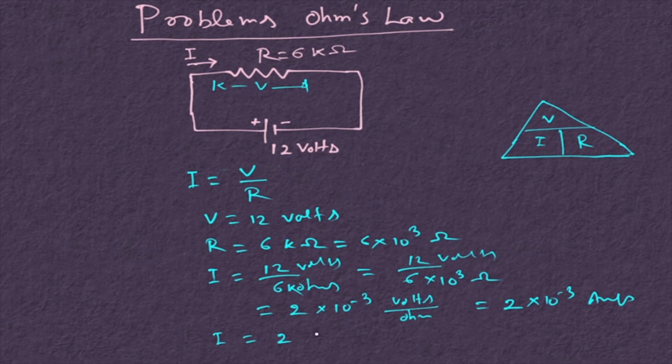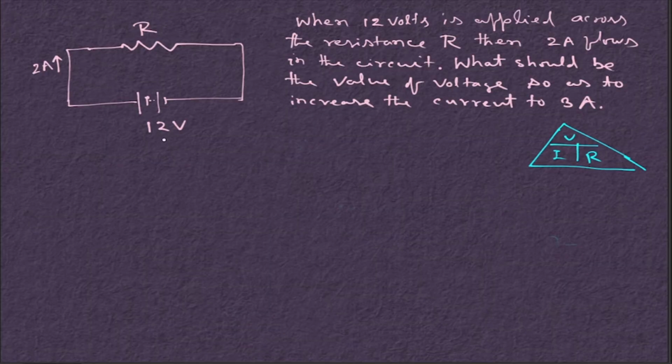So I is equal to 2 into 10 to the minus 3. That means 2 divided by 1000. So it will be 2 milliampere. So the current that will flow through this circuit is 2 milliampere. Now let us consider this problem.